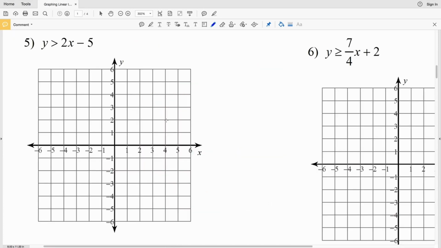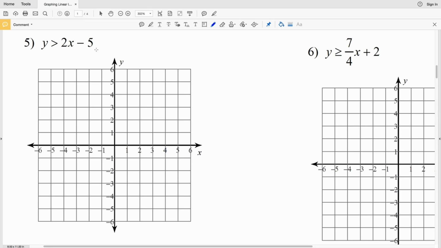In this video, we're continuing on with the Graphing Linear Inequalities worksheet provided by KutaSoftware. I'll leave a link in the description below as to how to access that worksheet. But let's go ahead and pick up where we left off, number 5.